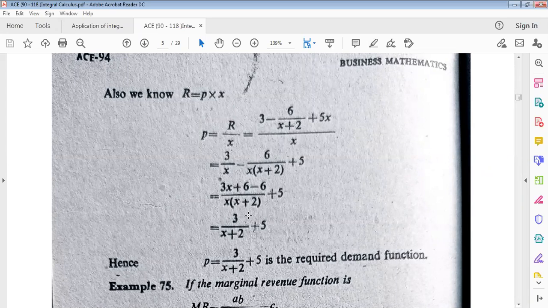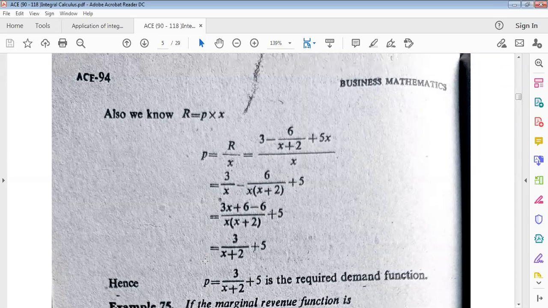Then this is the price p, that means the demand function. This gives the total demand function. p equals 3 divided by x plus 2, plus 5, is the required demand function. This is a function because there is a relationship between two variables, one is p and the other is x. x is the input and p is the price. Remember it.